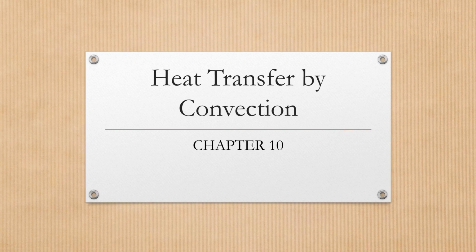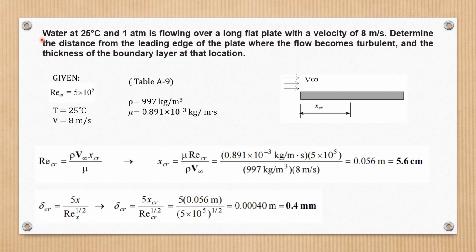Today we're going to solve a problem from the book of Thermodynamics by Yunus Cengel, Chapter 10, Heat Transfer by Convection. Water at 25 degrees Celsius and 1 atmosphere is flowing over a long flat plate with a velocity of 8 meters per second. Determine the distance from the leading edge of the plate where the flow becomes turbulent and the thickness of the boundary layer at that location.